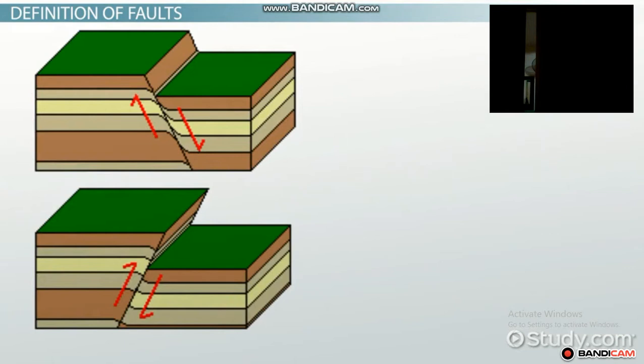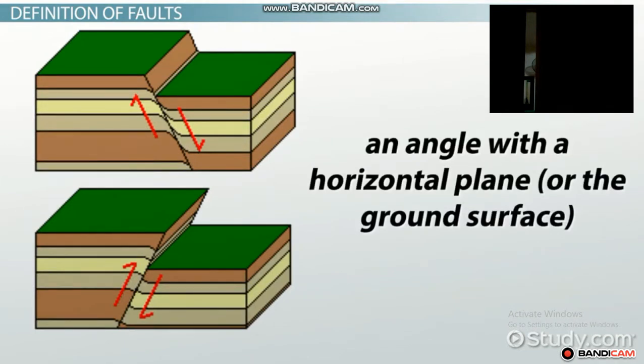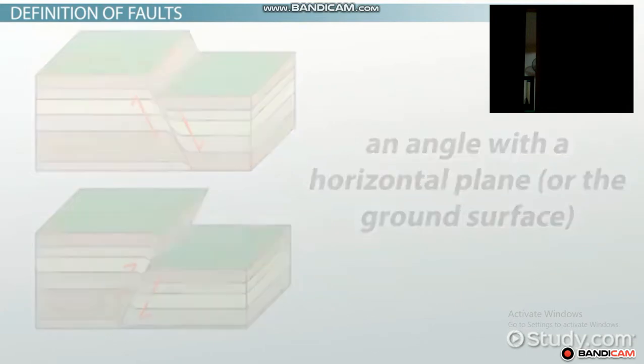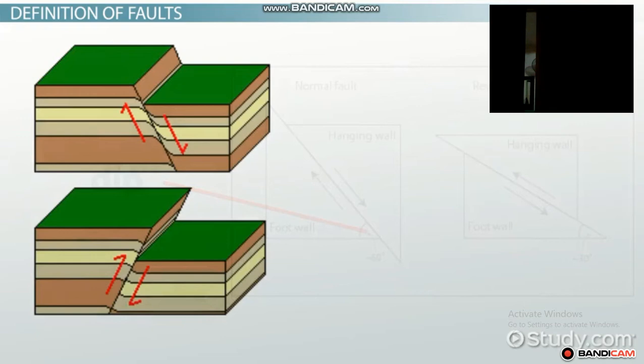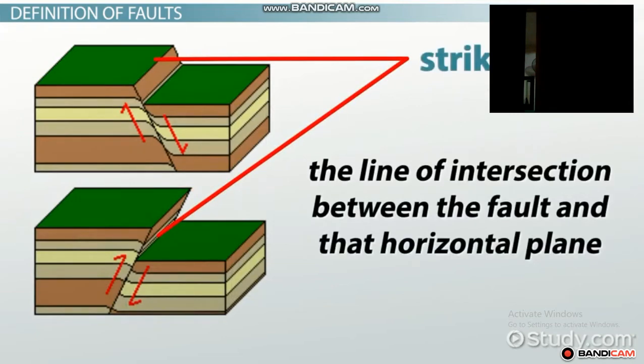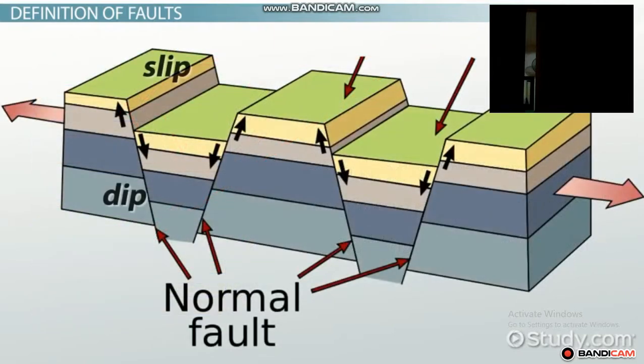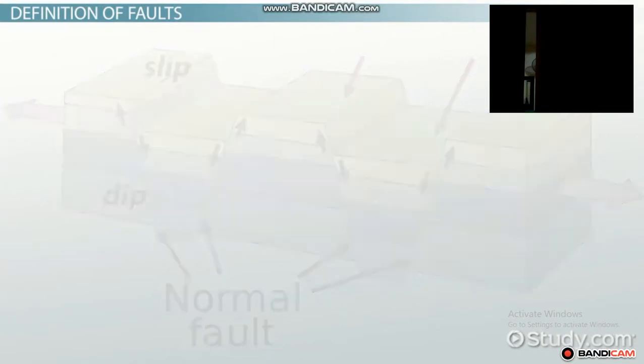Many faults and fault zones are not vertical. They make an angle with a horizontal plane or the ground surface. That angle is known as the dip of the fault. The line of intersection between the fault and that horizontal plane is called the strike of the fault. There's a reason you need to know these two terms, which we'll discuss shortly.